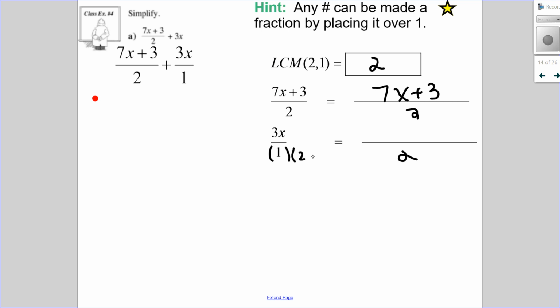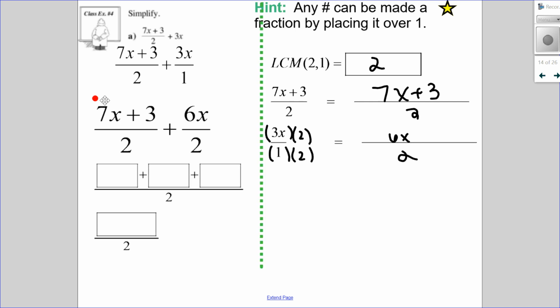So if I have 1, I multiply it by 2. 3x times 2 is 6x. And now I can add them because they have the same denominator. So keep my denominator the same and add my numerators together. And then just group your like terms. So 7x's plus 6x's are 13x's. And then we have the plus 3.